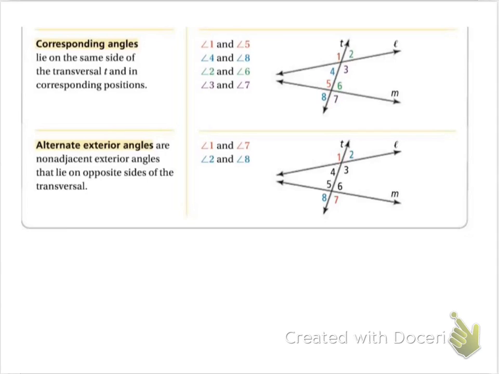Alternate exterior angles are non-adjacent exterior angles that lie on opposite sides of the transversal. So remember that the alternate interior is on the inside. Exterior, it's on the outside. And it's alternating, but it's alternating outside these two lines. So here is an example of alternate exterior: 1 and 7 are alternate exterior, or 2 and 8. Those are alternate exterior angles.